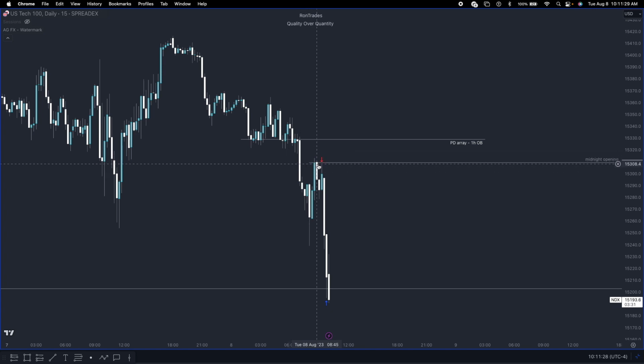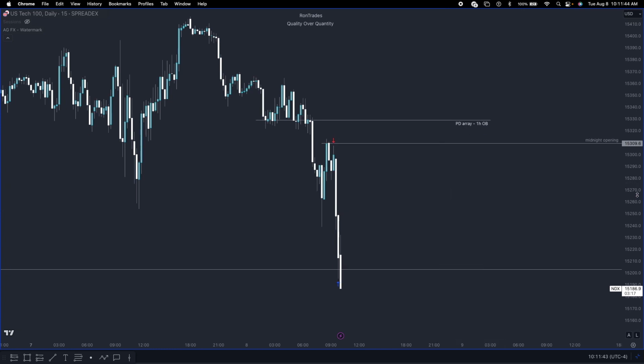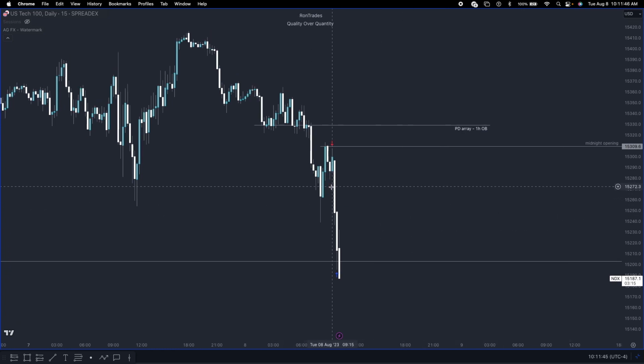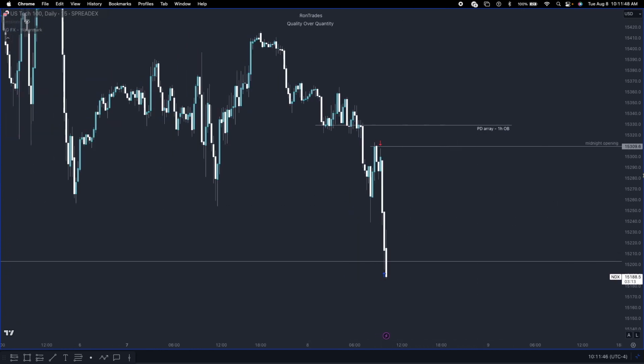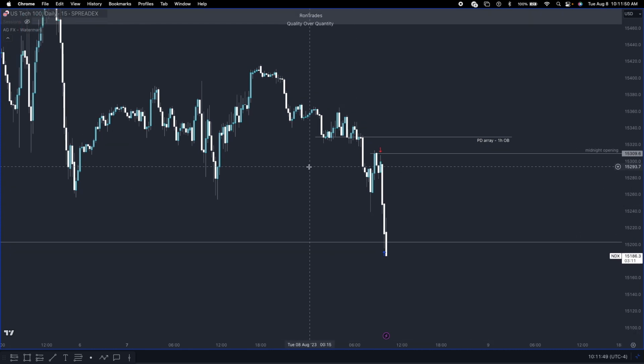My expectations were to the downside, but I wanted to see price come above this midnight opening price at 8:30. And I wanted to see this PD array 1 hour order block tapped inside, and then we delivered, but it did not do that. But nonetheless, I was still inside of this setup, and you guys can see it still is dropping to the ground. So yeah, guys, that's really it, man. That's it for me for the week. I'm pretty much 2-0, 1-0 on a live account, 1-0 on a demo account.